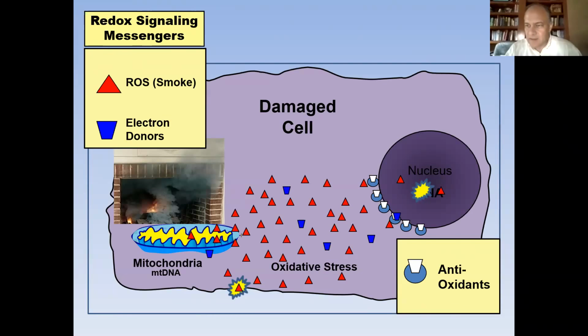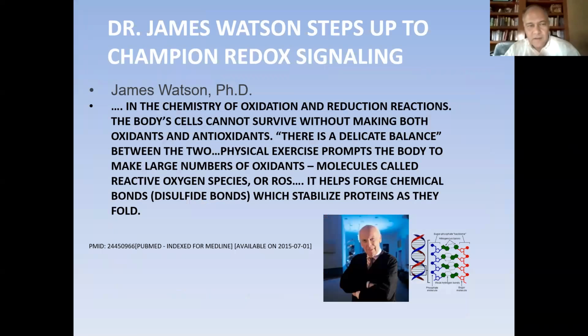The cells are detected. If they're damaged, they're repaired. And if they can't be repaired, of course, they kill themselves and are replaced by normal, healthy cells through cellular division. This is pretty important stuff. A lot of very high scientific people are now studying redox signaling.